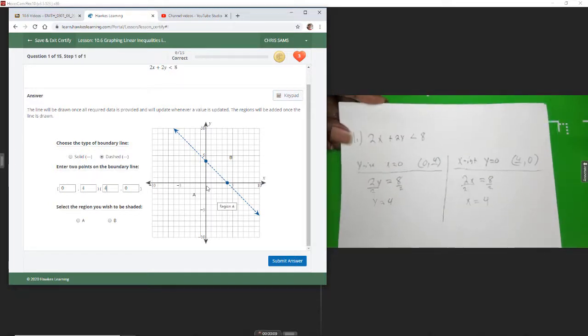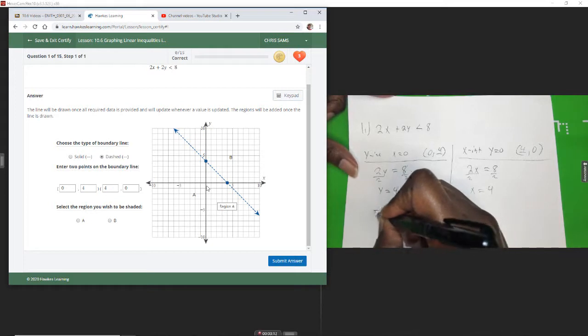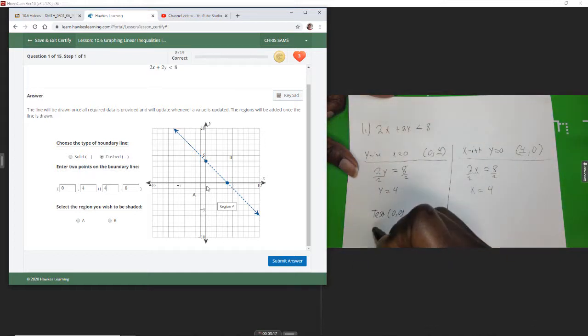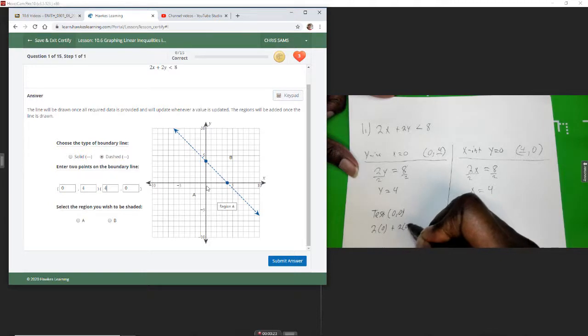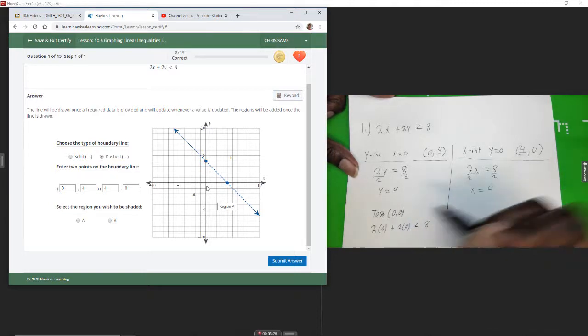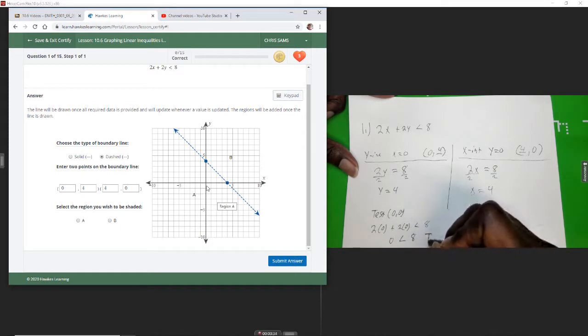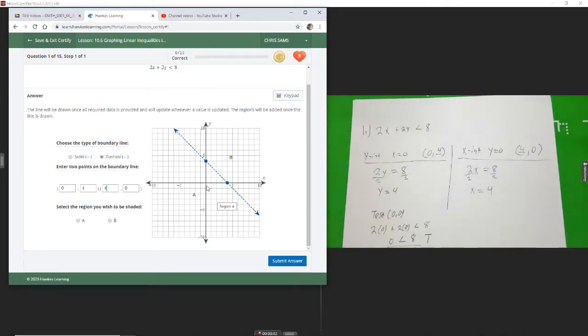So we're going to plug in 0, 0. That's going to be our test point. So we're going to test 0, 0. So I'm taking my equation and I'm plugging in a 0. And plugging those two in, we will get 0 is less than 8. This is a true statement, and we shade the side that is true. So you get true, you shade that side. If you get false, you shade the other side. So this time we got true, so that was the side with 0, 0. So that is the side that we want to shade.